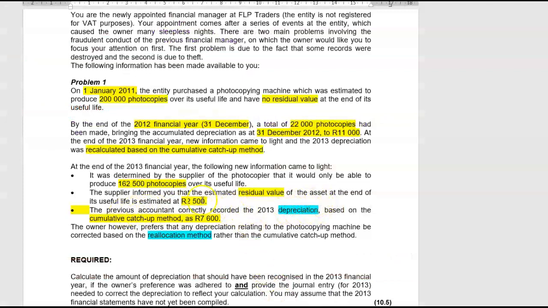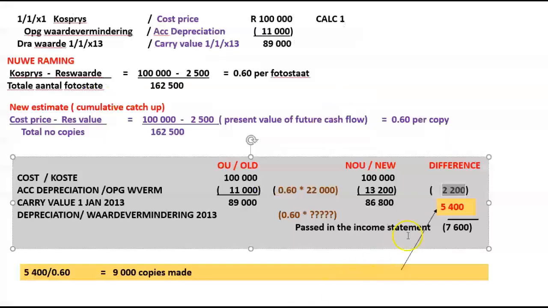The total depreciation based on the cumulative catch-up method was 7,600 Rand. So although the total depreciation is 7,600 Rand, 2,200 of the 7,600 Rand equals catch-up. So that means that our actual depreciation charge for the year was 5,400 Rand.